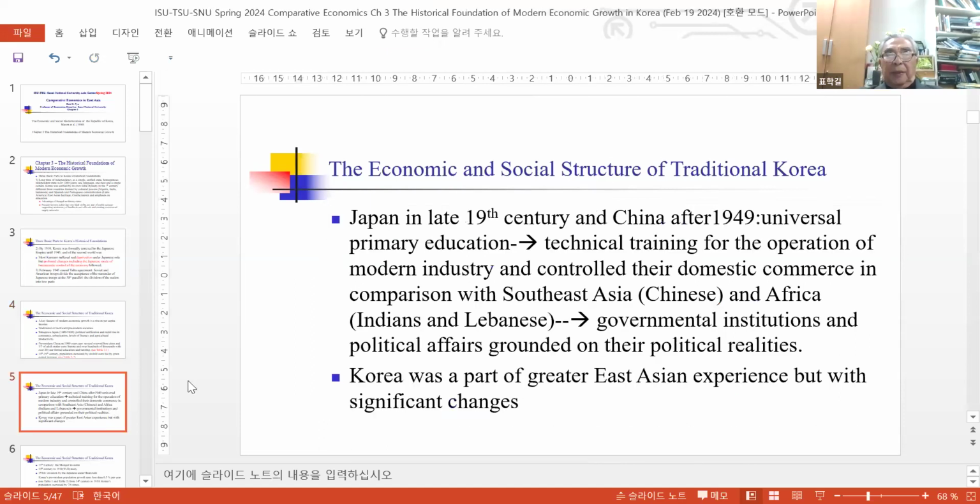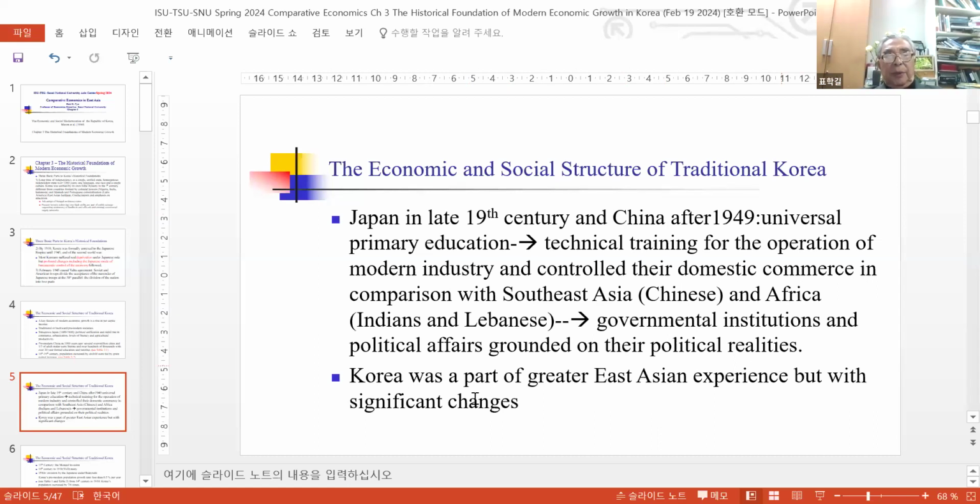In Japan in the late 19th century, and in China after 1949, universal primary education was adopted. Look at this: Japan around 1890, China 50 or 60 years later. Technical training for the operation of modern industry and control of their domestic commerce, in comparison with Southeast Asia and Africa. Government institutions and political affairs were grounded on their political realities.